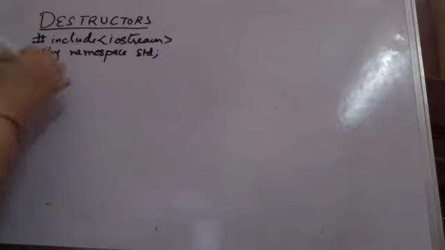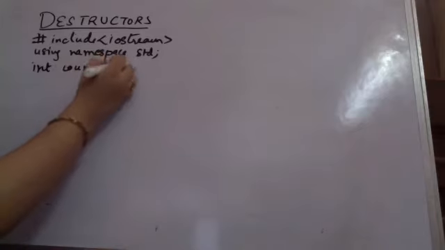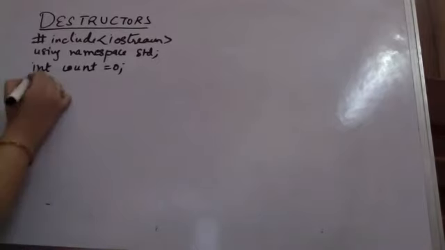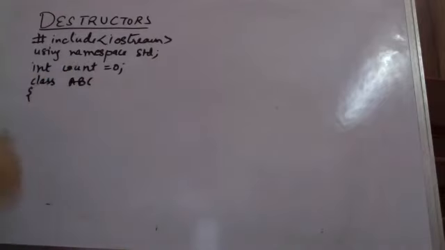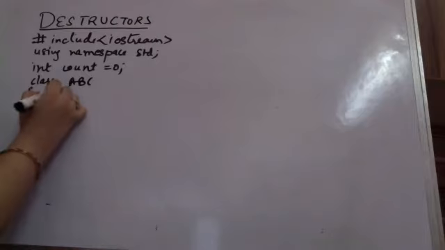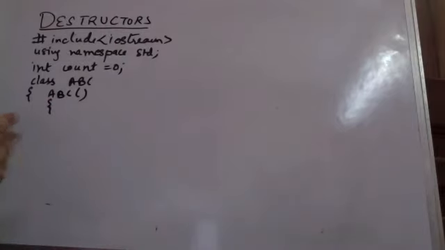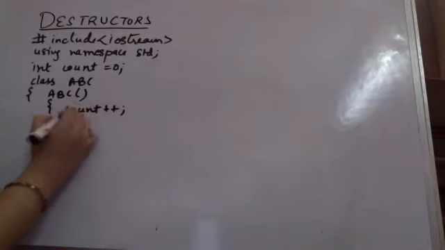I am using it. Now here I am creating a global object. Please see: integer count is equal to 0. Either you can create a static object in the class, or I'm just creating a global object here. It is up to you, whichever method you want to use. So I'm creating a class ABC. Within the class, I am going to have a constructor, so I am directly having the ABC constructor here. I am not defining any member variables because I am only interested in showing you the use of constructor and destructor. So I am doing count plus plus, and I am printing the value of the count.